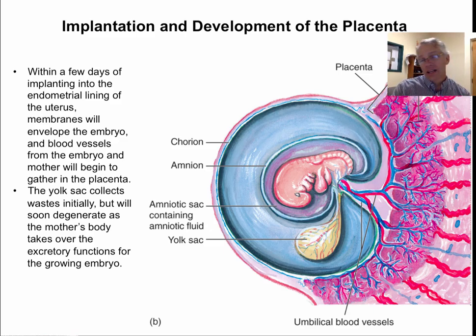And the yolk sac later on in development plays no role, but at this very early stage, it collects some of the waste that the embryo produces. But very soon, the embryo will start dumping those wastes into the placenta so that the mother's body and the mother's excretory system can take care of it. So at this very early stage, we start to see blood vessels growing out from the embryo into the lining of the uterus, blood vessels from the mother starting to grow towards those fetal or embryonic blood vessels, and the beginnings of the placenta starting to form.